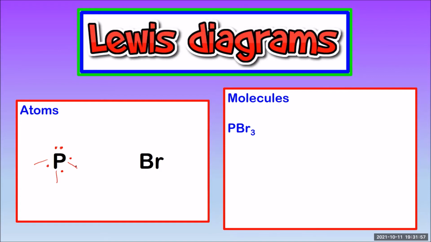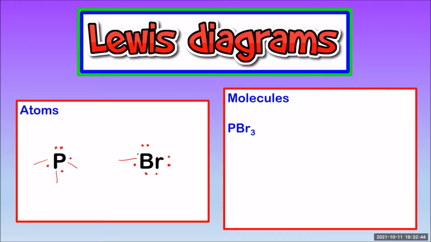So bromine is in group 7, so 7 valence electrons. Start at the top and go clockwise. 1, 2, 3, 4, 5, 6, 7. We see bromine has 3 non-bonding pairs and 1 bonding electron. So bromine can form 1 bond. If we put phosphorus and bromine together, then 1 phosphorus can bond to 3 bromine atoms to make PBr3.